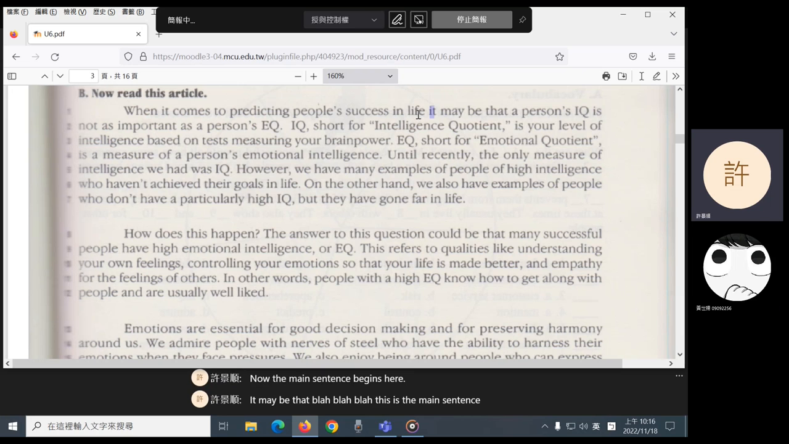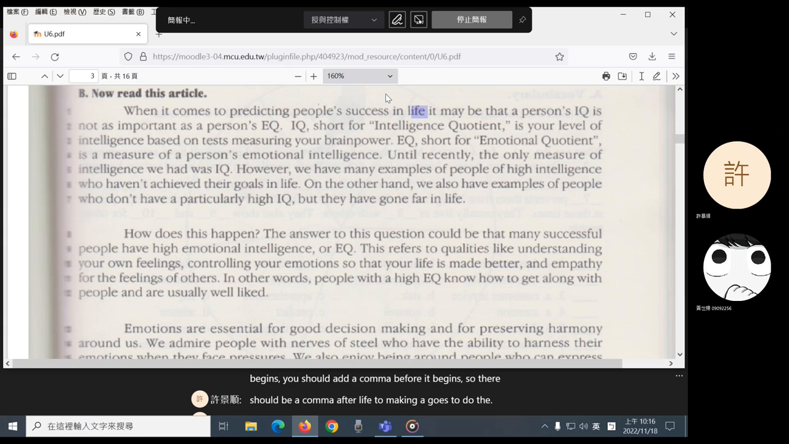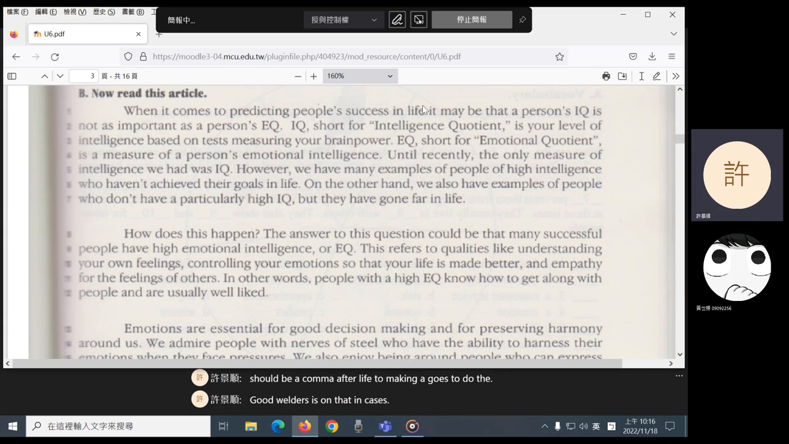Usually, in order to tell the reader where the main sentence begins, you should add a comma before it begins. So there should be a comma after life. 这边应该加逗点，告诉读者说主要句子从哪边开始。Now it says it may be, 或许是如此, that a person's IQ is not as important as a person's EQ.